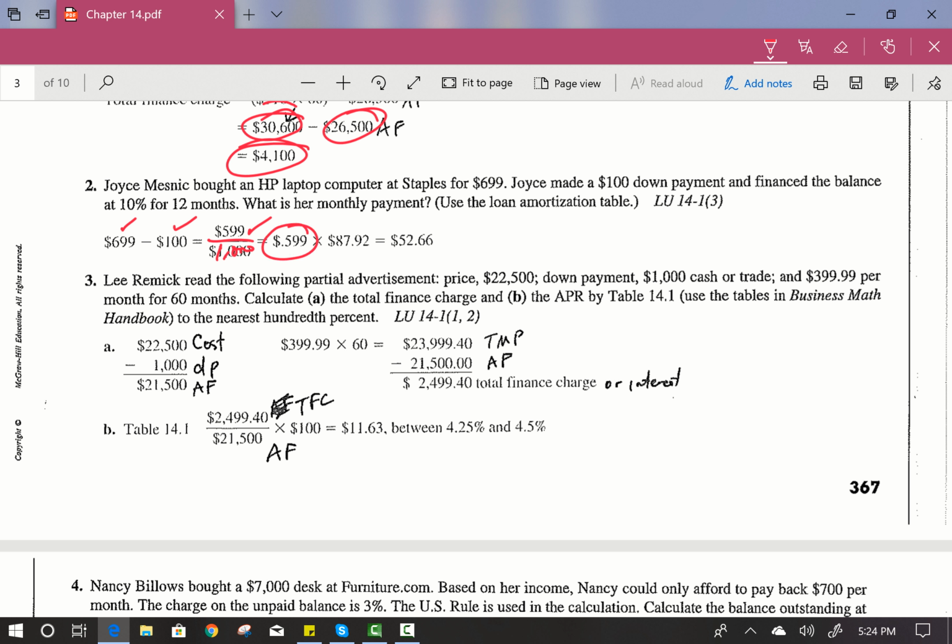We're going to multiply that 0.599 times the factor that we get at 10% for 12 months. So let's go check it out.